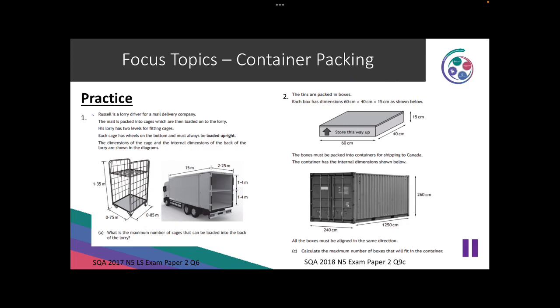Now that we've looked at the example, I want you to try these 2 questions. So pause the video, give them both a try. They're both calculator papers again, and both container packaging questions. Once you've tried them, you can play the video and the full solutions will be worked through.